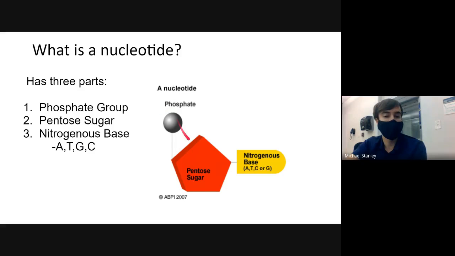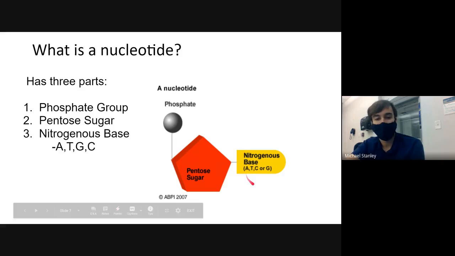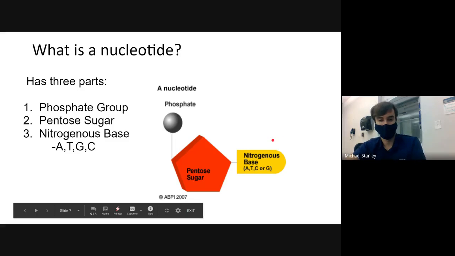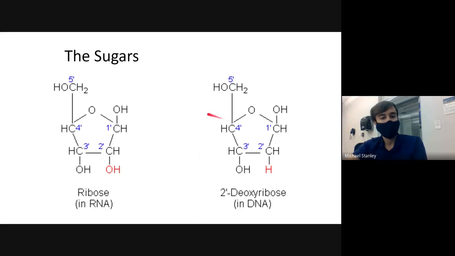All right, so we've got our 3 different nucleotide pieces. And this nitrogenous base on the end here is kind of the most important. Our sugars are, like I said, these 5-sided sugars made out of 5 different carbon molecules. So there's 4 carbons in this actual ring itself that are kind of connected at the top by this oxygen up here. And then the 5th carbon up here is what connects it to that phosphate group.